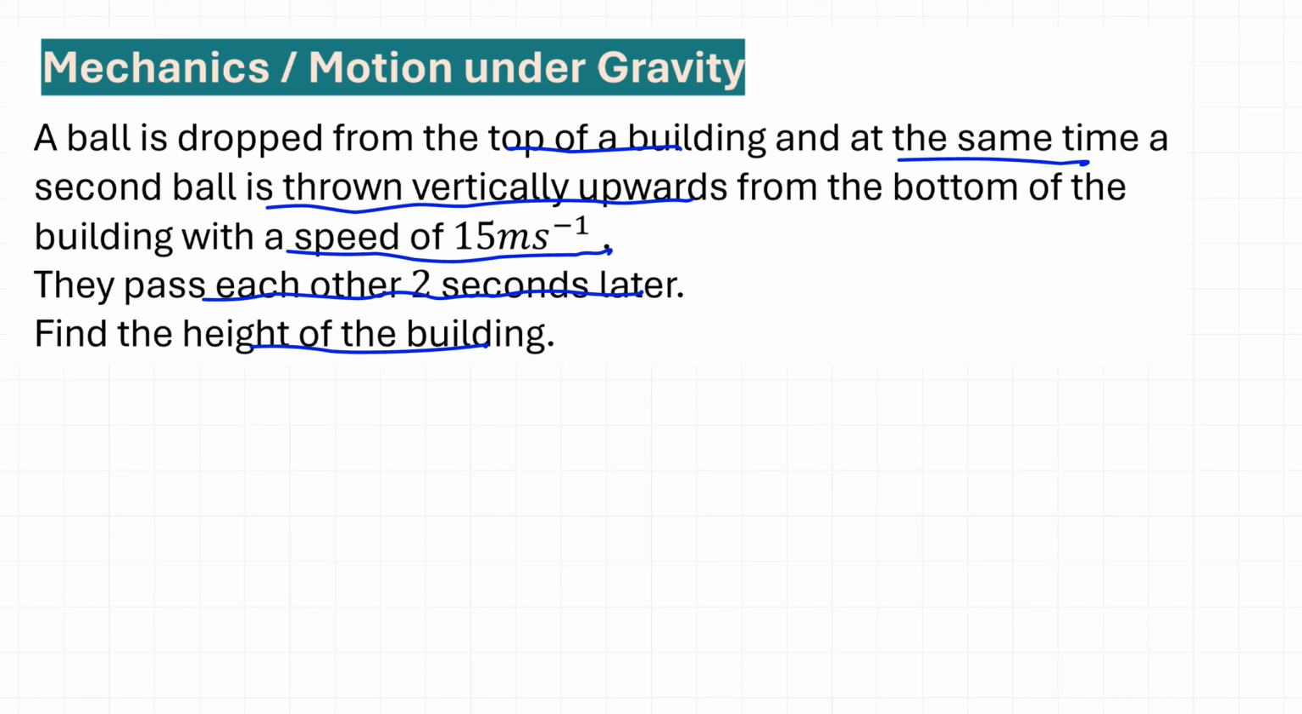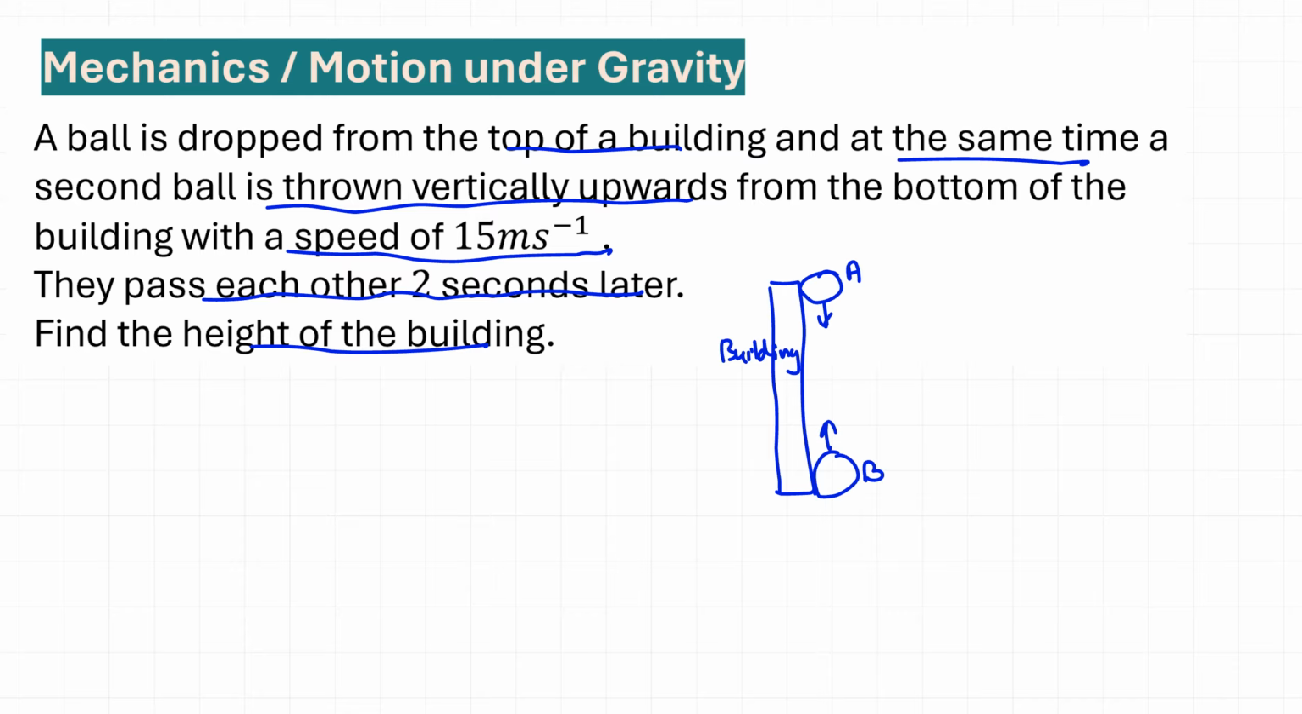So, if we think about it a bit, if I were to draw it, suppose this is a building and the ball is dropped from here. So this is the ball at the time of being dropped. If I say this is ball A, and then there's another ball, B, that's thrown up and going up.